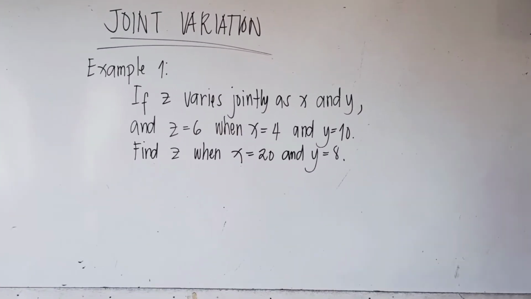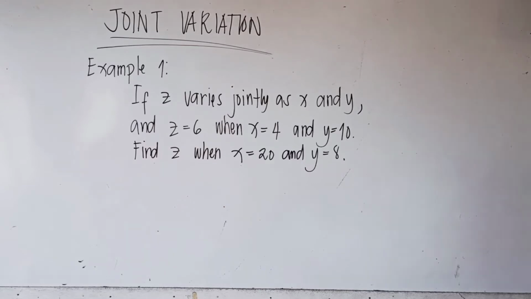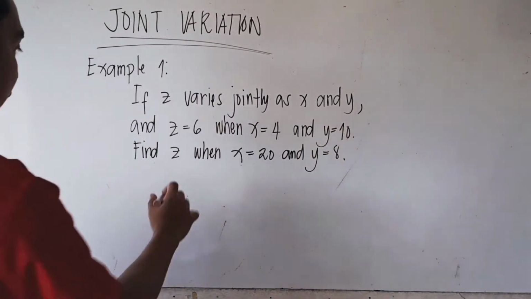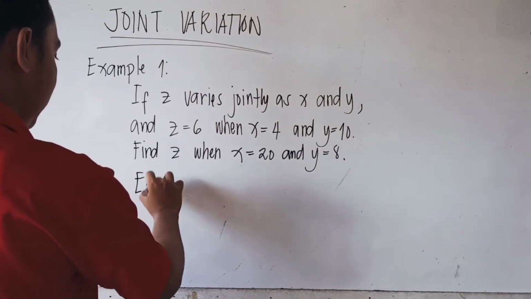Okay, so first example ng joint variation, we have: if z varies jointly as x and y, and z is 6 when x is 4 and y is 10, find z when x is 20 and y is 8. So yung unang gagawin dito is syempre make an equation, no? So we have here the equation.